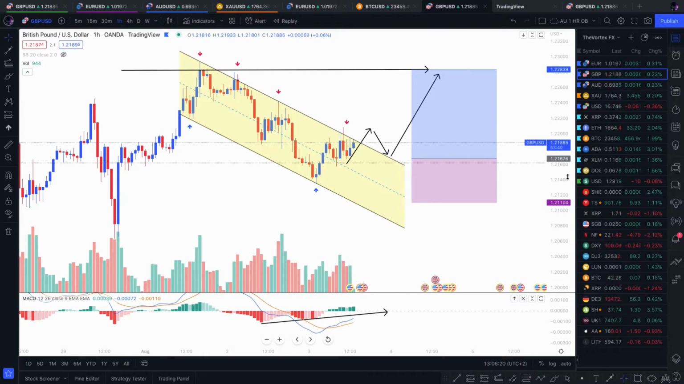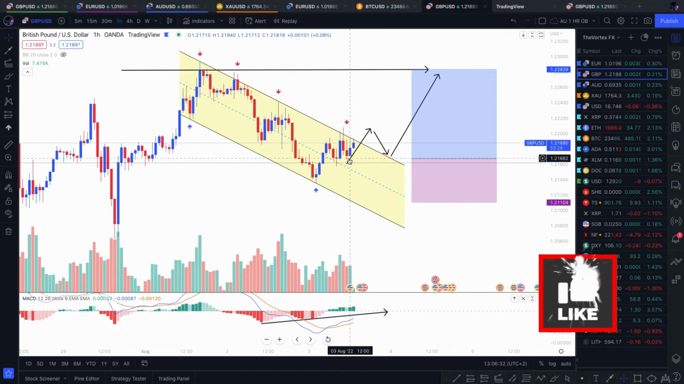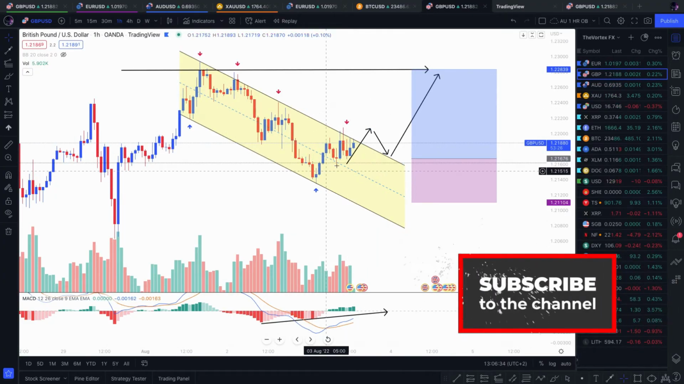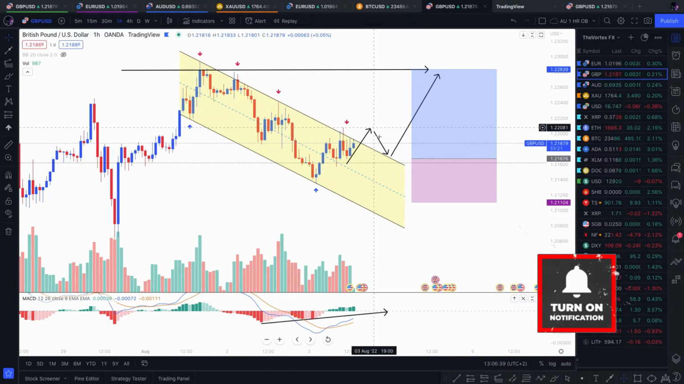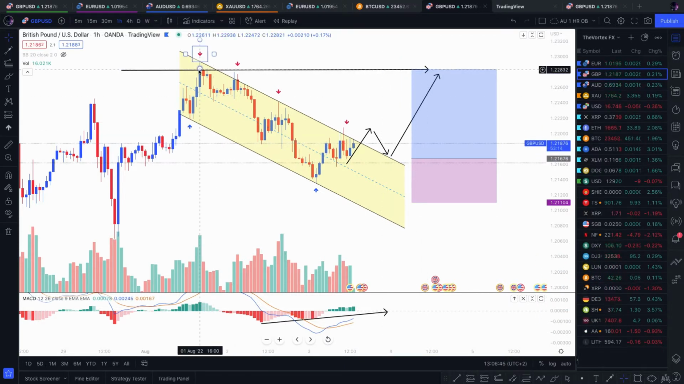I am the Vortex Trader, and today we are on GBP USD. We have a descending channel in play. Let's get into it. So what we are waiting for is price to break and close above this channel top right here before waiting for a retrace which would trigger a long entry back up to previous highs around the 1.228 price point.